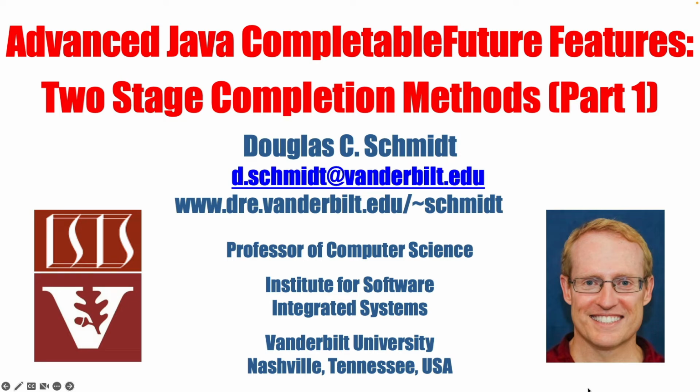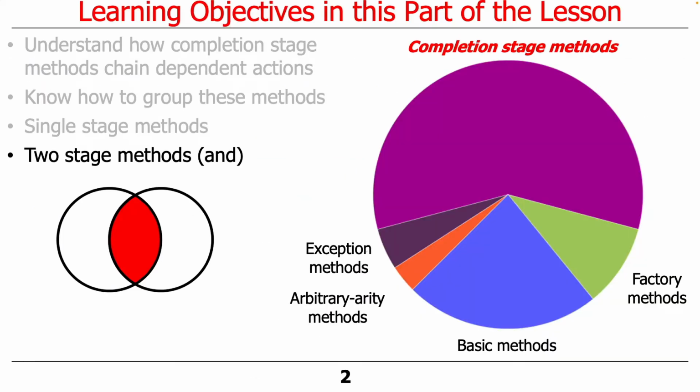We're now ready to start our coverage of two-stage completion methods. And we'll see that these can be used in a couple of ways. The first one we're going to look at is a two-stage completion method where both previous stages have to complete before the next stage is triggered. So it's basically like a logical conjunction or an AND style operation.